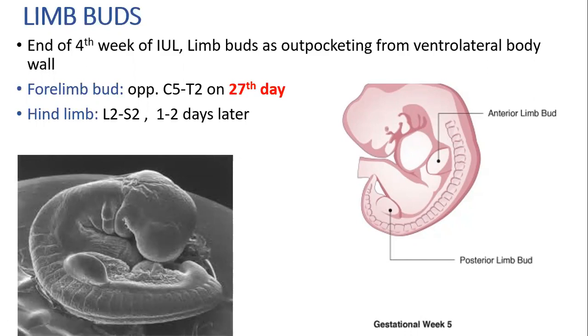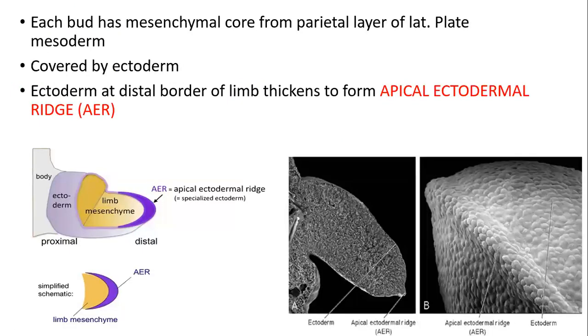Forelimb appears first and it is followed by hind limb 1 to 2 days later. Initially, each limb bud is composed of a mesenchymal core derived from the parietal layer of lateral plate, the somatic layer of the lateral plate mesoderm, and it is covered on the outer surface by ectoderm. And you well know that ectoderm is going to form the skin of the limb, while the mesenchymal core is going to contribute towards the bone, muscles, and cartilage. So each limb bud is composed of an inner core of mesenchyme, and it is covered on the outer surface by ectoderm.